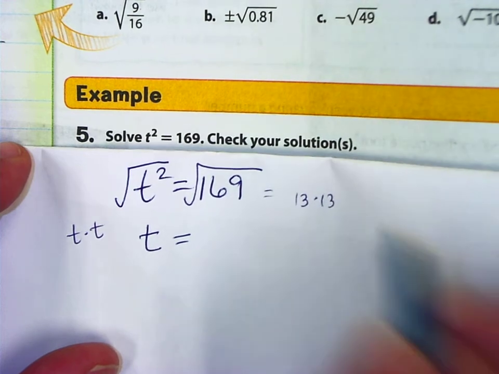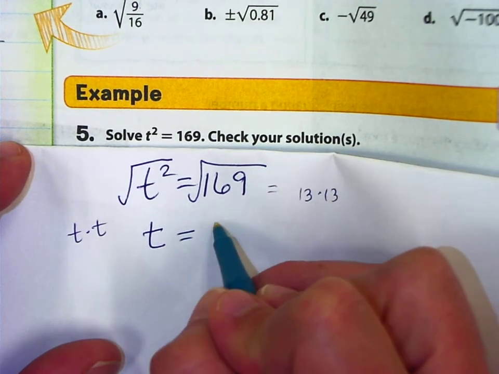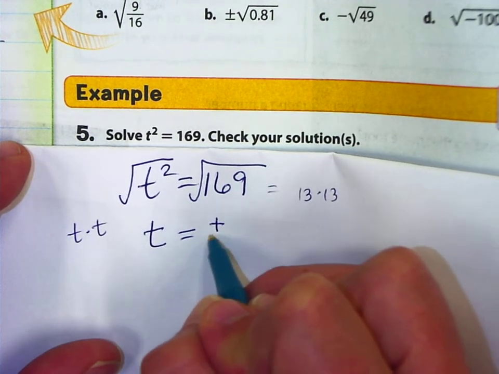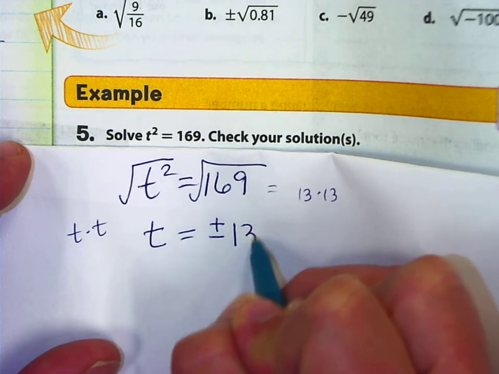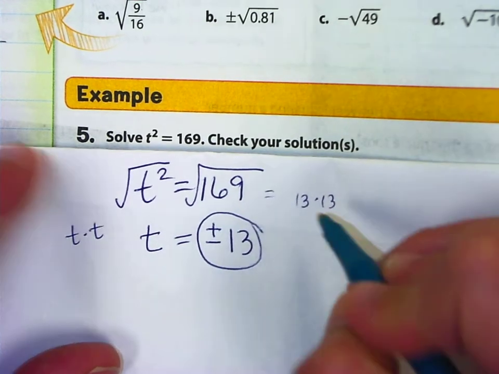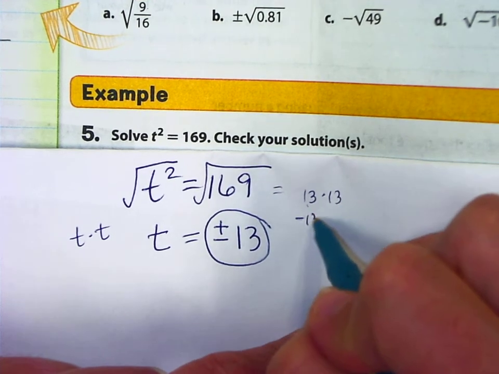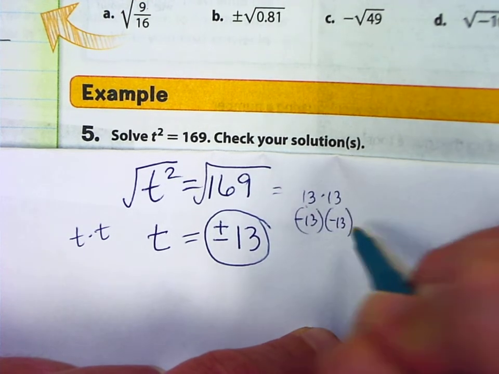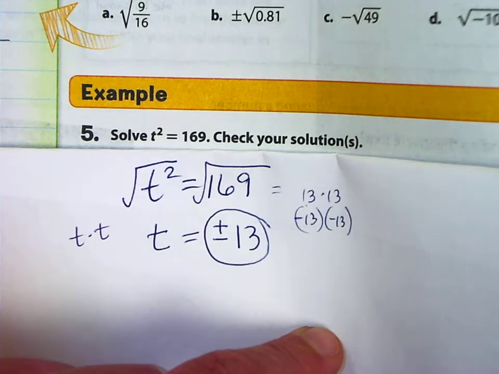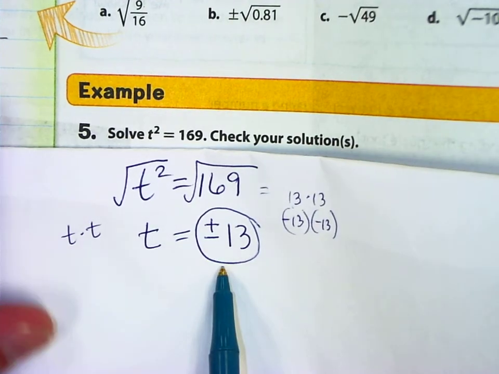13 times 13 is 169. So we're also going to add in a positive negative in front of our answer. Positive negative 13. Because positive 13 times positive 13 is 169, and negative 13 times negative 13 is also positive 169. So positive negative 13 is the root.